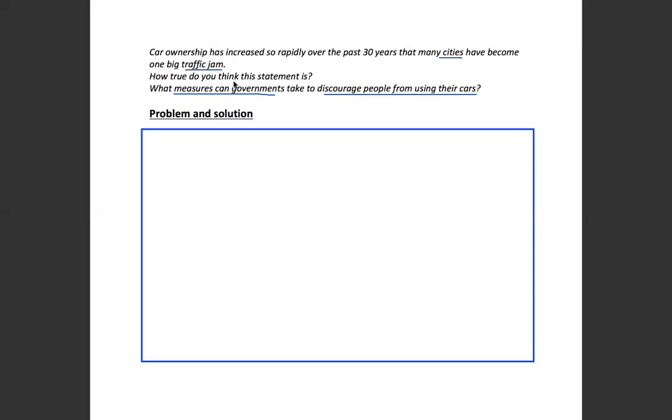Okay, so this is how we're going to discuss the solution. So here's the solution, and here is the problem. Right, you also have a question that asks for your opinion. So you're also asked to discuss how true you think this is.